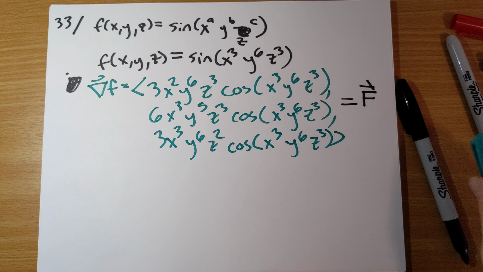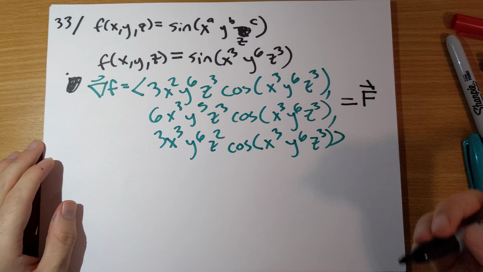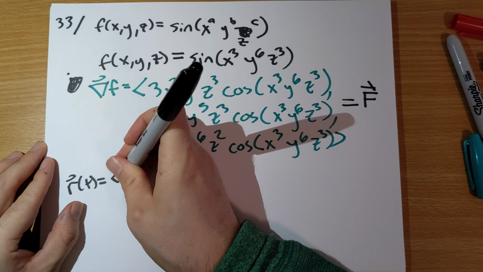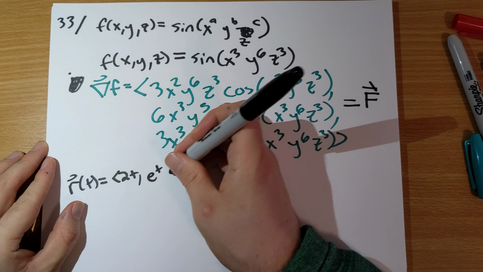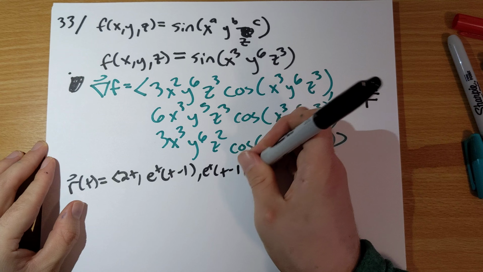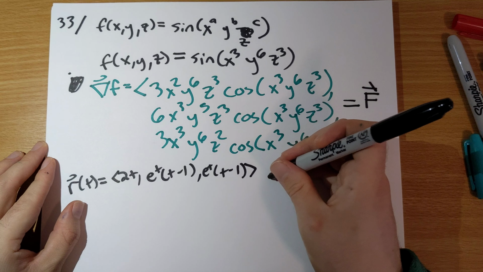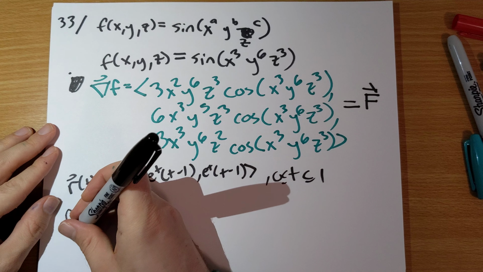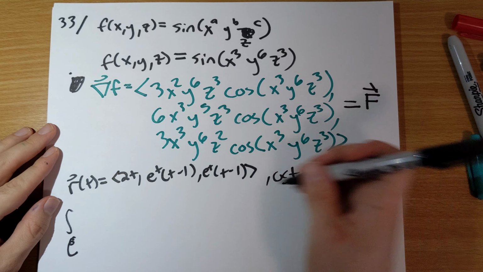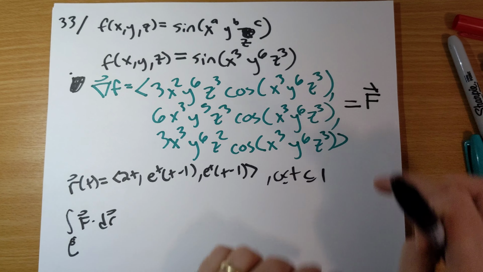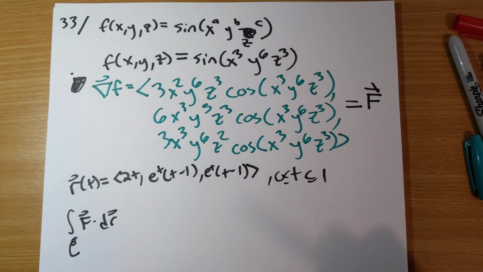For part B, find the work of f along the curve r of t equals 2t, e to the t times t minus 1, e to the t times t minus 1, where t runs from 0 to 1. So we're looking for the integral along this curve C of f dot dr for this vector field f.